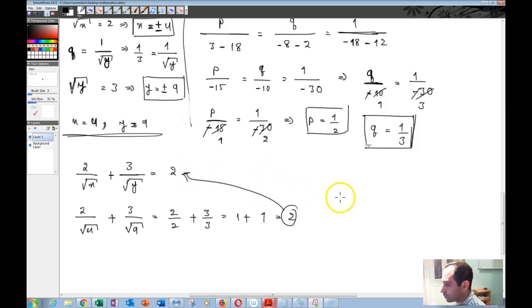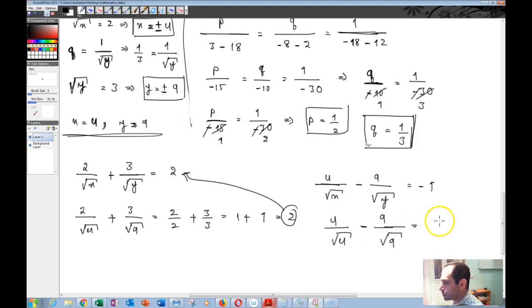And also we had another equation, 4 over square root of x minus 9 over square root of y was equal to negative 9. If you set x as positive 4 and y as positive 9, 4 over square root of 4 minus 9 over square root of 9, what you will get is 4 over 2 minus 9 over 3 is equal to 2 minus 3, which is equal to negative 1, which is basically the answer that we got here.